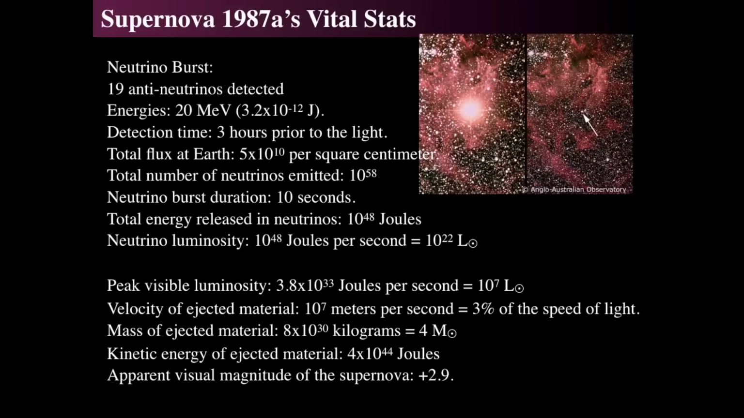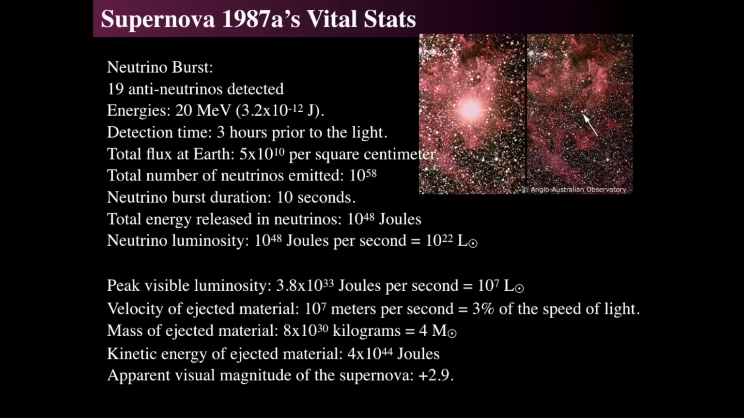Well, the material that got ejected went really fast, at 10 to the 7th meters per second. That's about 3% the speed of light. And about 4 solar masses of material got ejected from this supernova. And it imparted 10 to the 44th joules of energy. So the kinetic energy of the material is comparable, or at least it begins to be comparable, to the total energy released in neutrinos.